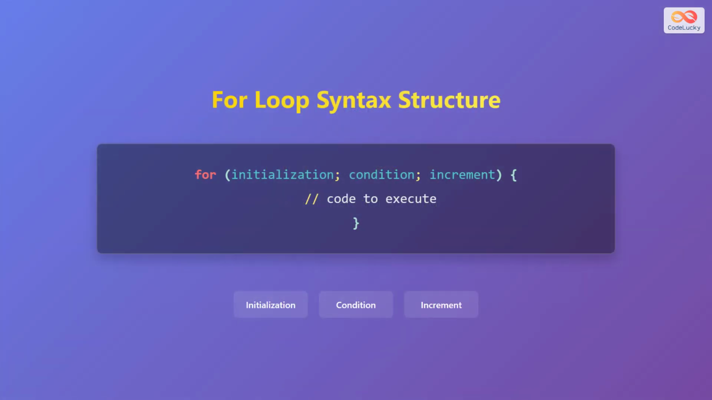Let's understand the syntax structure of a PHP for loop. The basic structure consists of the keyword for, followed by parentheses containing three expressions separated by semicolons, and then a code block enclosed in curly braces. The expressions are initialization, condition, and increment. Inside the curly braces, you write the code to execute. The three parts of the for loop are initialization, condition, and increment.